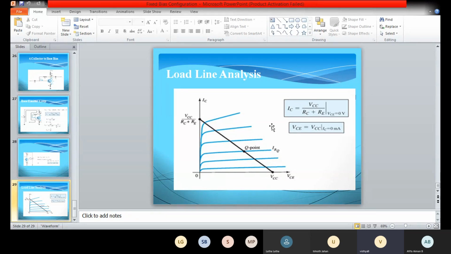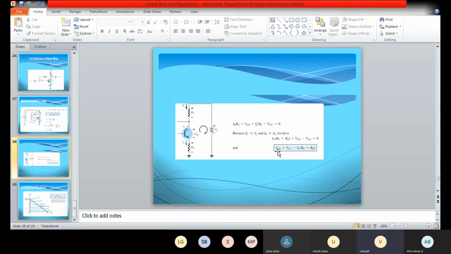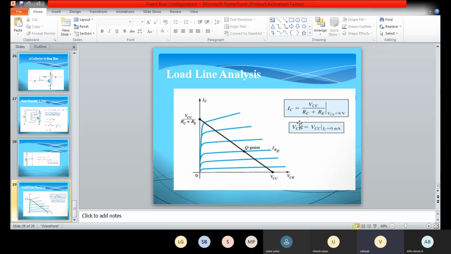Next, load line analysis. Just substitute VCE equal to 0. Then what you will get? IC is equal to VCC divided by RC plus RE. After getting the IC value, next you substitute IC equal to 0, then VCE is equal to VCC. That is what you need to find out in load line analysis. First we make IC as 0 and find out VCE. Next you make VCE as 0 and find out IC.